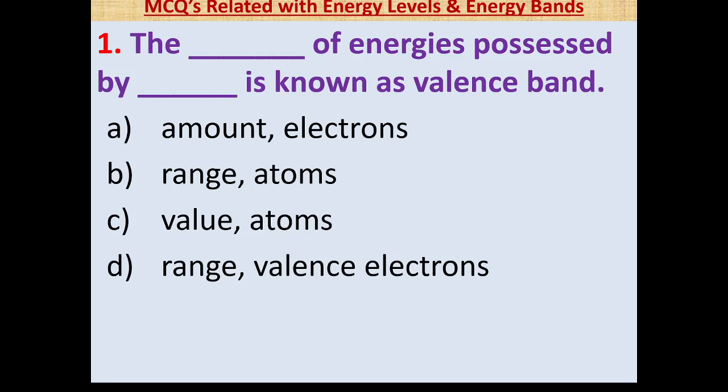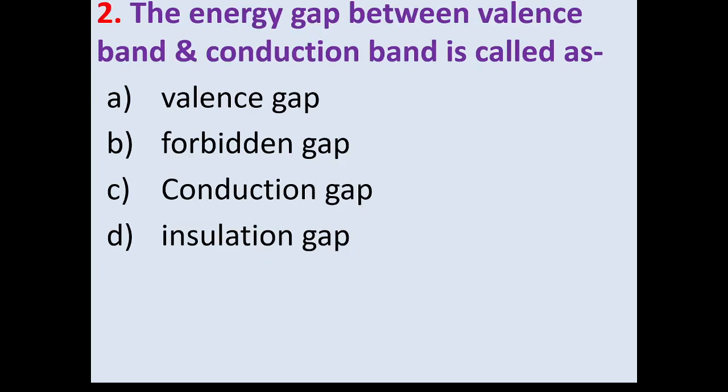The dash dash of energies possessed by dash dash is known as valence band. We know that an energy band is the range of energies, and the valence band contains valence electrons. So we say that the range of energies possessed by valence electrons is known as the valence band. So option D is correct. The energy gap between valence band and conduction band is called, we have seen that the gap between valence band and conduction band is called the forbidden energy gap.